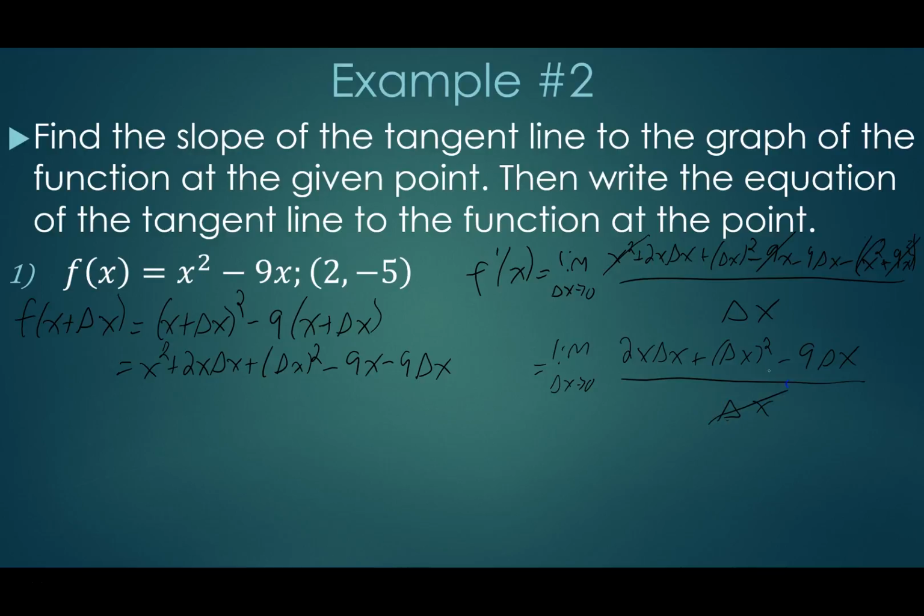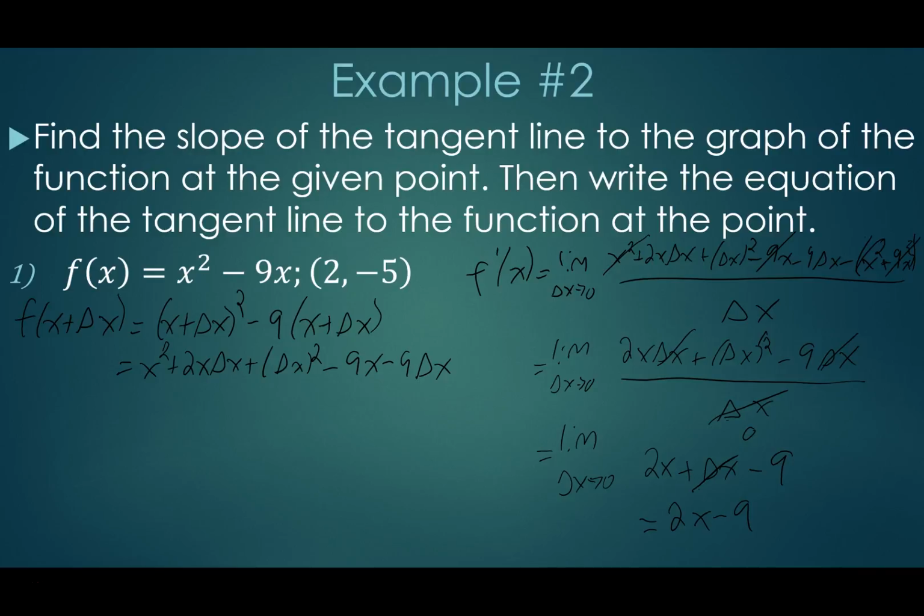So I can cancel delta x in each one of these pieces, leaving just simply the limit as delta x approaches 0 of 2x plus delta x minus 9. Since delta x is approaching 0, this goes away, leaving just 2x minus 9. That's the value of this derivative.